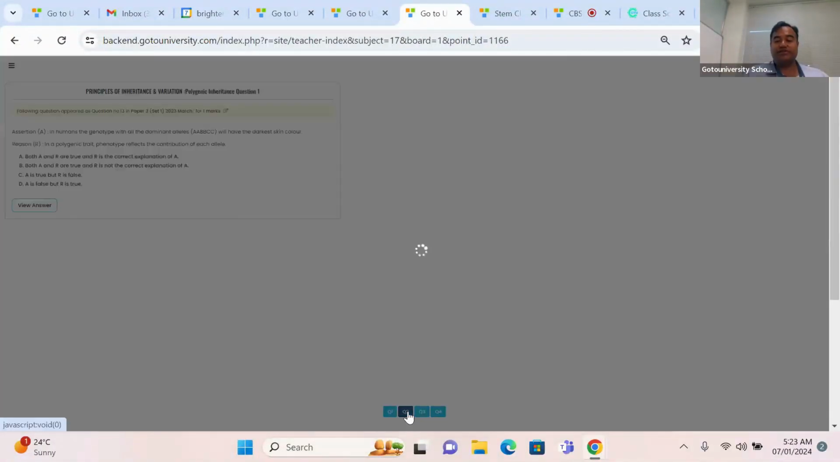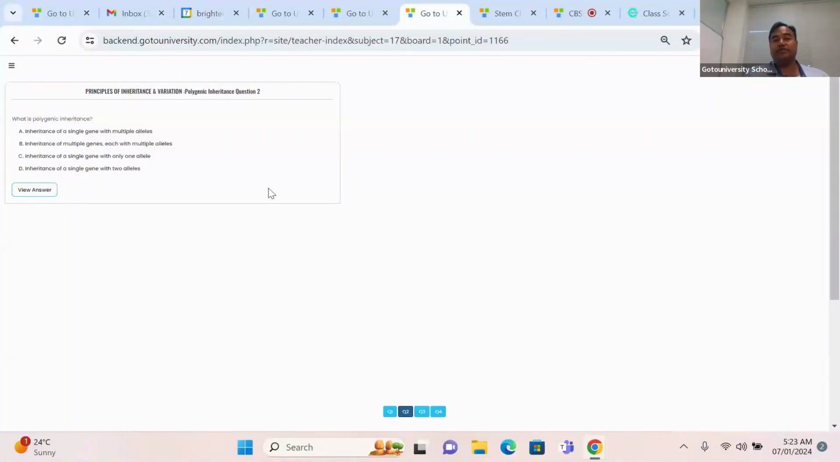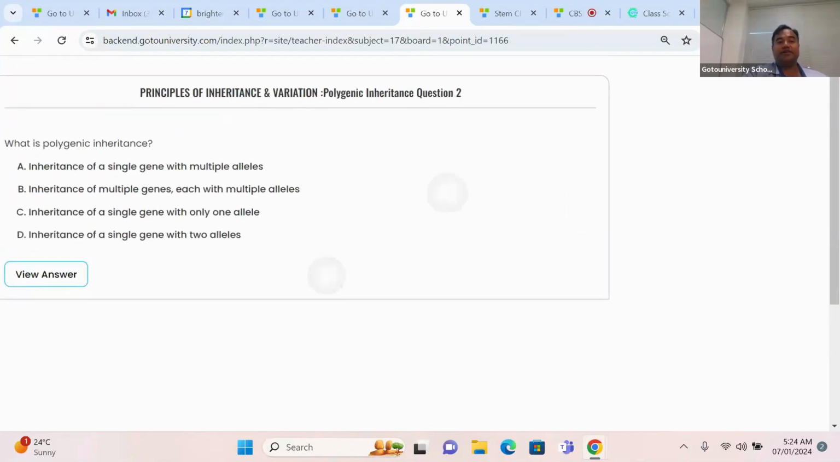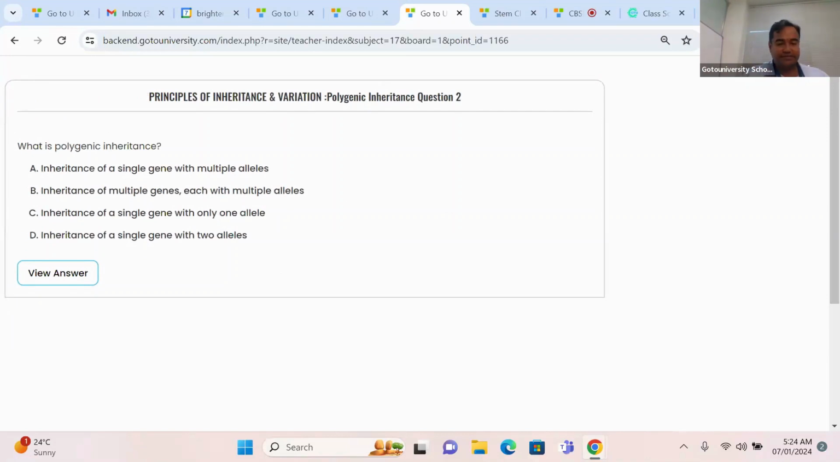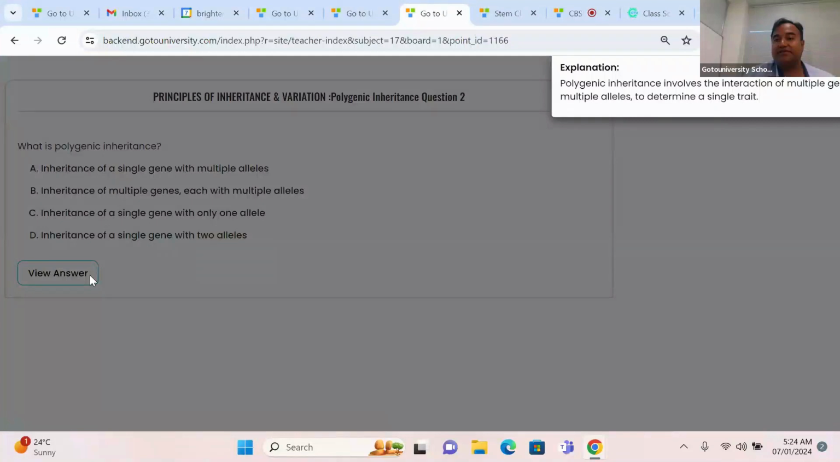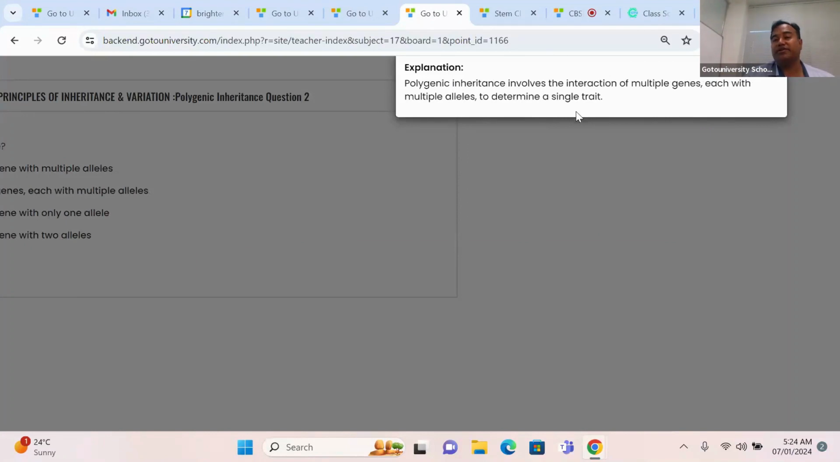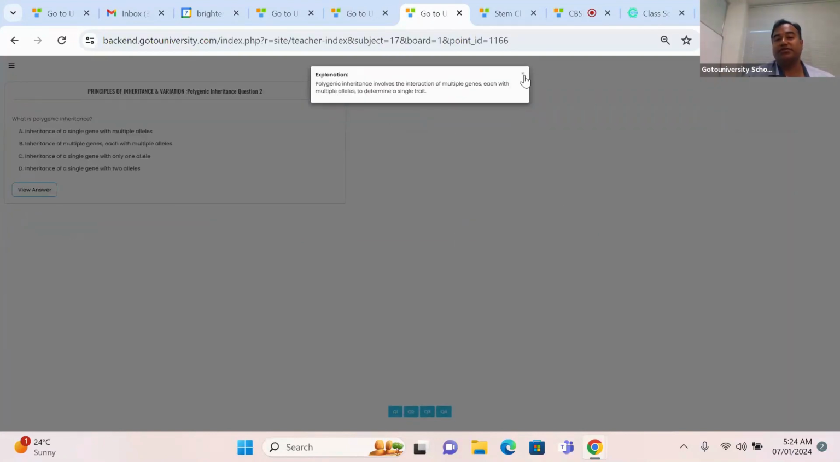Now we are entering the next question. Why? Because we discussed a total of 4 subtopics, and for all the 4 subtopics, we are discussing a question. What is polygenic inheritance? Multiple alleles, multiple genes. Single gene, inheritance of a single gene with multiple alleles. So, can anyone of you say the answer for this? It involves the interaction of multiple genes, each with multiple alleles, to determine a single trait. So that is the reason why we choose option B.